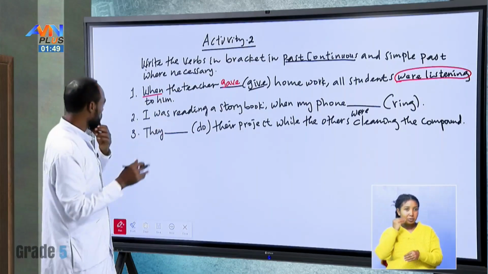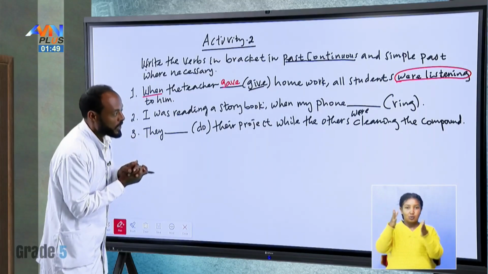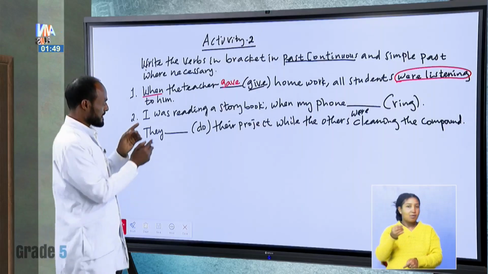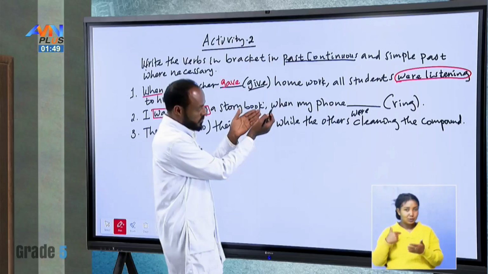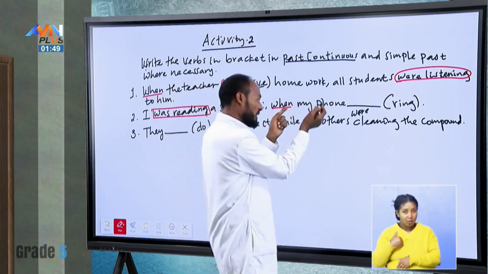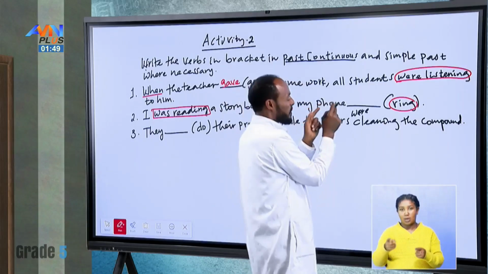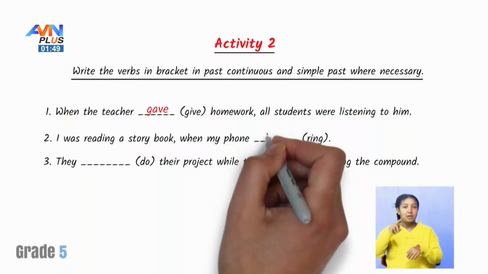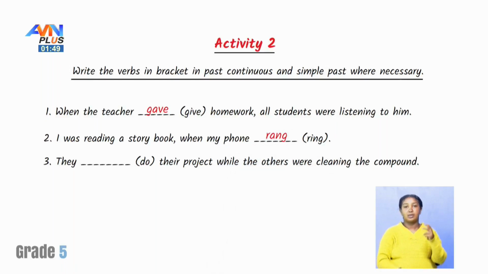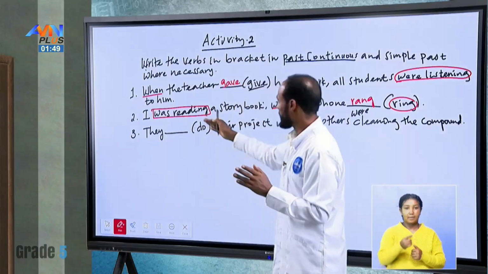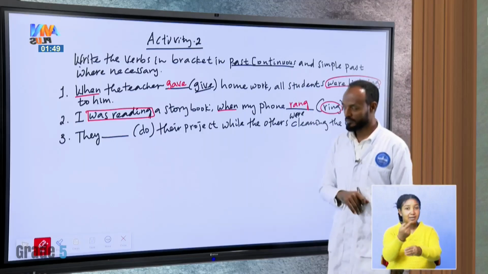Just giving homework means your teacher simply tells you. I was reading the storybook when my phone blank. Yes, this one is long action. So, since we use when here, it should be verb 2. When my phone rang. When my phone rang. Okay, what about question number 3? They in the bracket do their project while the others were cleaning the compound.